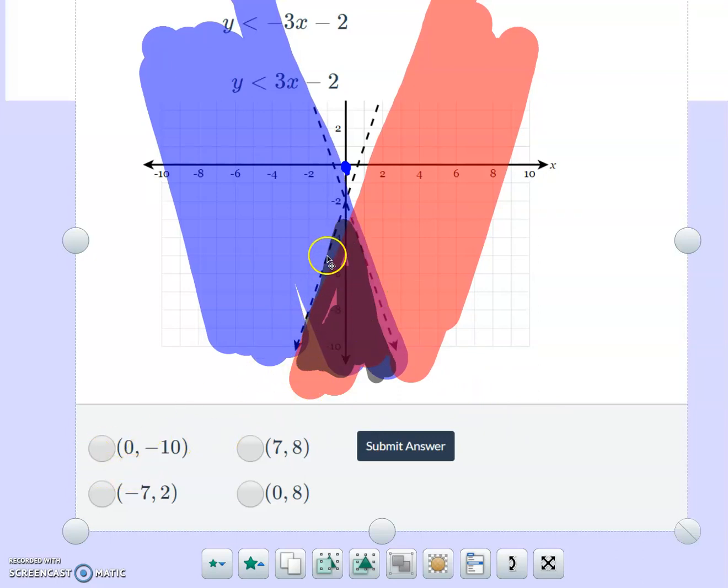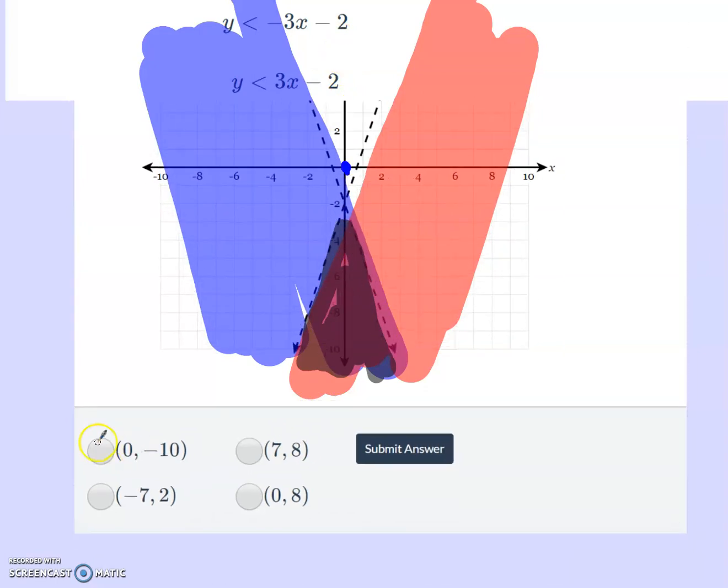Well, 0, negative 10 would be, don't go left and right, but go down 10, so that would fit. 7, 8, that would be up here somewhere. That doesn't fit. Negative 7, 2, that'd be there somewhere, right about there. That wouldn't fit. And 0, 8's up high here. So yeah, this one would be the answer. Okay, right there. Okay, let's look at another one.